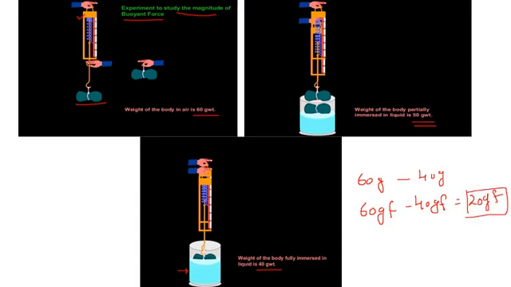So this loss is due to the force which is applied by water on the object, and this force is nothing but the buoyant force. So due to the buoyant force, the object has lost its weight, and the apparent loss is not the real loss. The apparent loss of an object can be measured by this experiment.